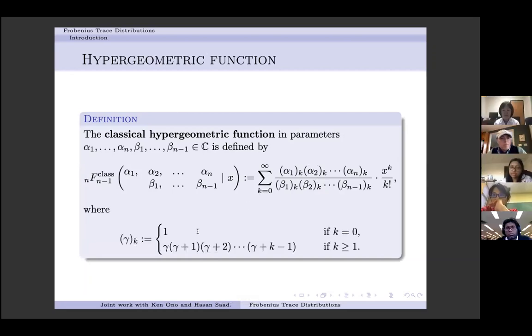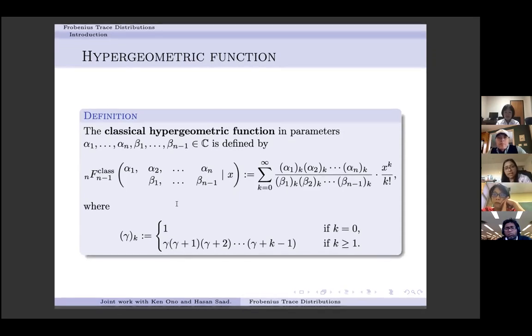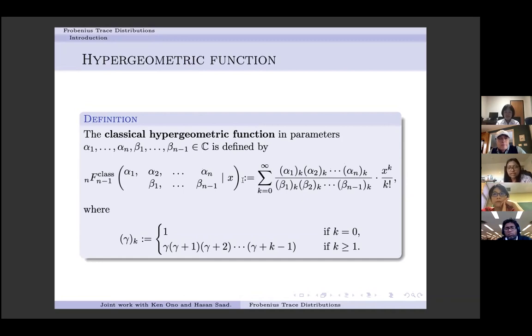If k equals 0, it takes the value 1, and if k is greater than or equal to 1, then it is the product of these numbers. These kinds of functions are well known, and have been studied since Gauss, Euler, and Ramanujan. These functions have been extensively studied in the literature, and by the ratio test we can say that this series converges for modulus of x less than 1, which defines an analytic function in the complex numbers. So this is a classical hypergeometric function.